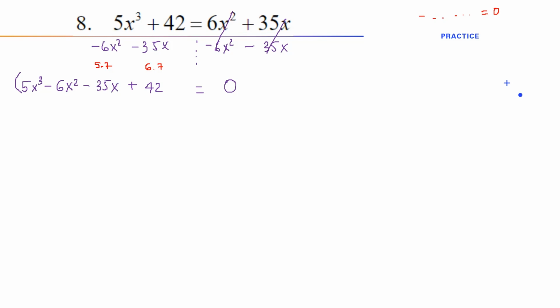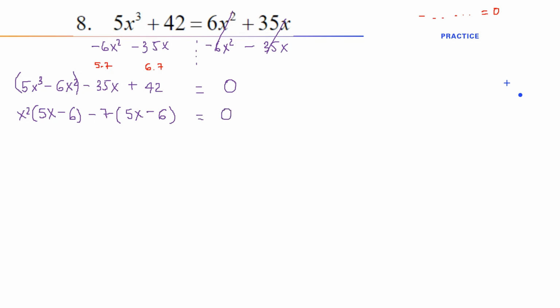I can group the first two and the last two. For the first group, we have x squared in common, so left with 5x minus 6. For the second group, we have negative 7 out, left with 5x minus 6 equals 0.